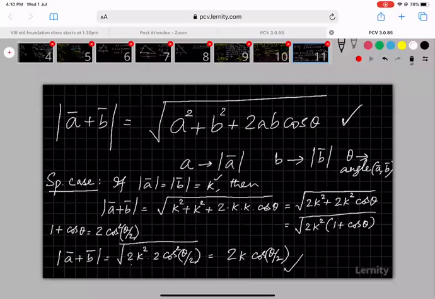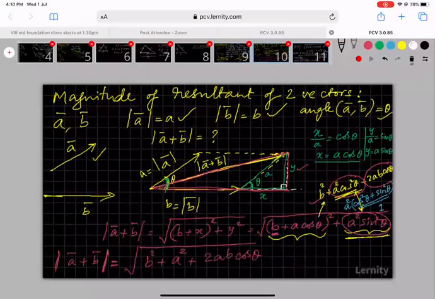Okay. Now, look at the parallelogram. The angle between these two sides is theta. The diagonal is this. In a parallelogram, is a diagonal an angular bisector or not?